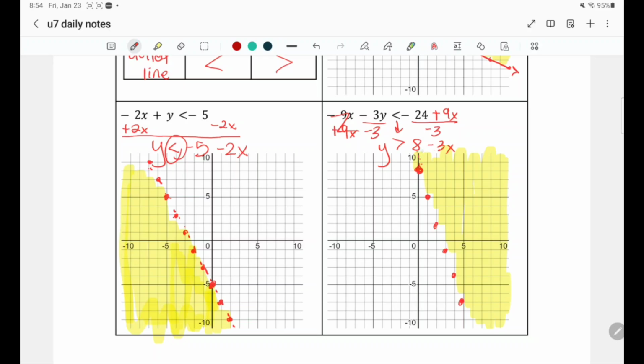Because that's above it on the y-axis right here. And it's a dotted line, so we're just going to add a few more dots just to make it look more like a line. Okay, and that's how it's done.